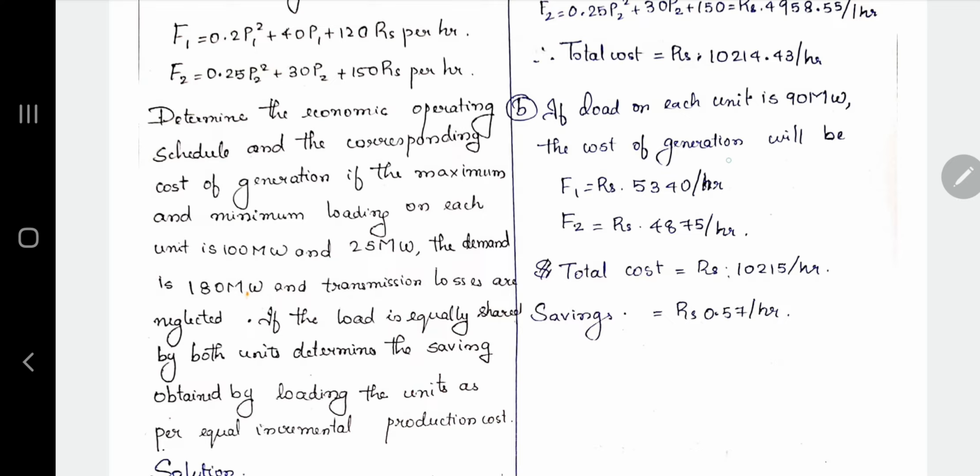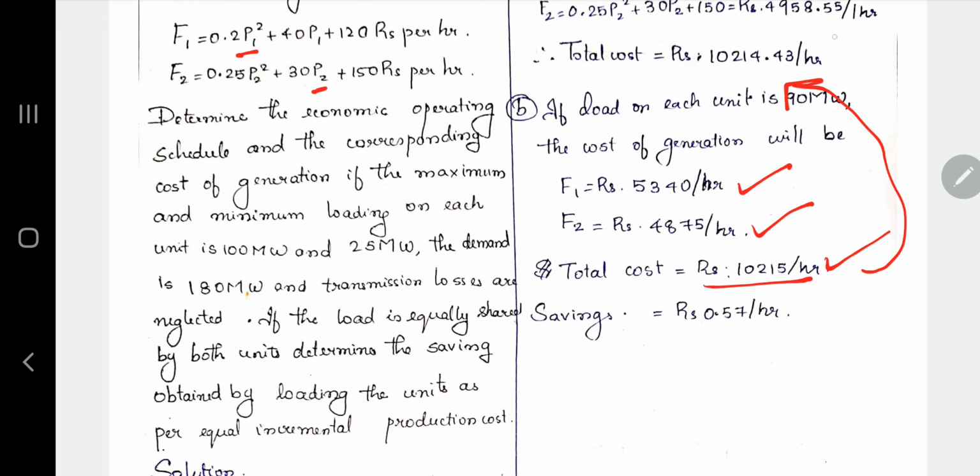The next method is to compare and say what saving is being done by this method compared to directly giving them half loads, that means equally sharing the loads. Let's consider it as the second case. The load on each unit is 90 megawatt. Then what will be the cost of generation? Just substitute 90 for P1 and P2, and you will obtain the answers like this. Adding both, you will get the total cost. Now you can compare this one with the other one.